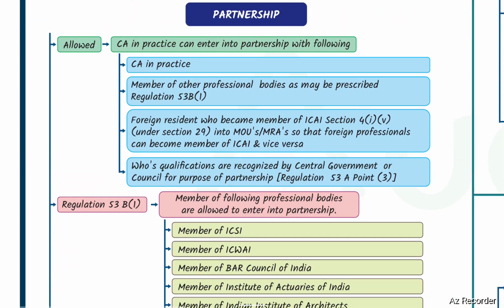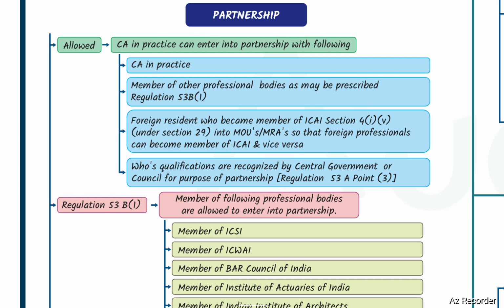Next, clause number 4, partnership. A CA in practice can enter into partnership with the following: CA in practice, member of other professional bodies as prescribed in Regulation 53B, clause 1, foreign resident who became member of ICAI by way of MOU or MRAs, so that foreign professionals can become member of ICAI and vice versa, whose qualifications are recognized by central government or council for the purpose of partnership as per Regulation 53A.